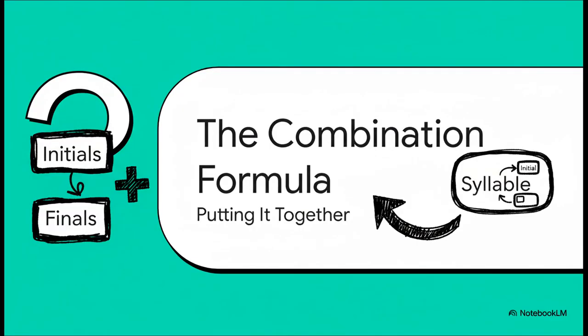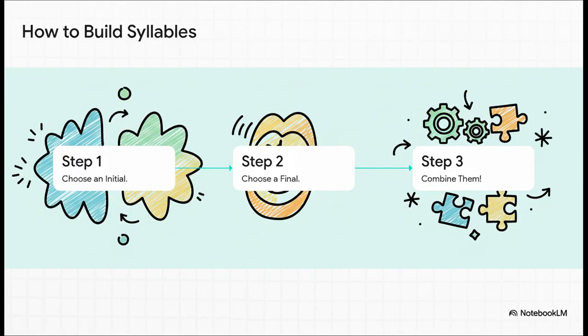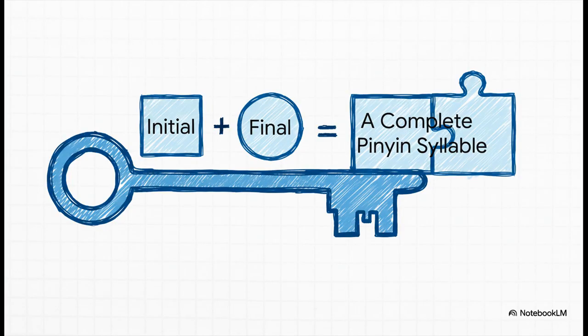Now for the fun part, seeing how they snap together, and there's a really powerful and super simple formula for this. And here it is. It really is as easy as 1, 2, 3. You just pick an initial, you pick a final, and you put them together. That's it. No weird exceptions, no complex rules to memorize, just a straightforward combination. This simple equation right here is the master key to Pinyin. Initial plus final equals a complete syllable. If you remember one thing from all this, make it this.